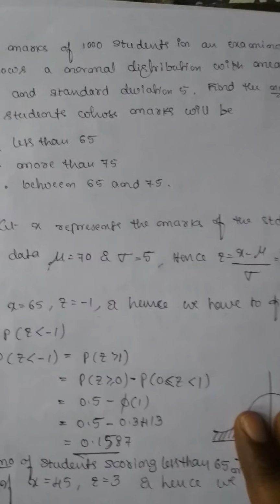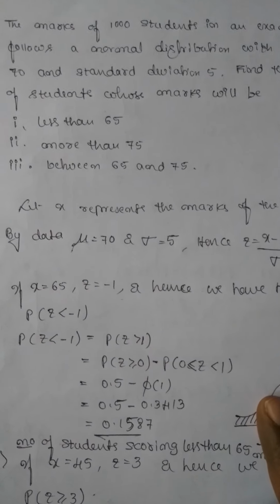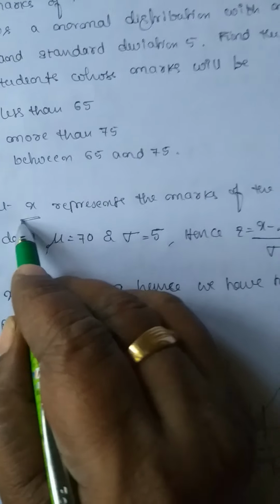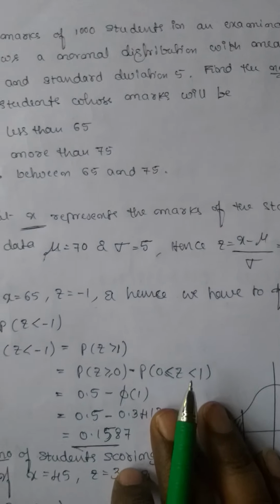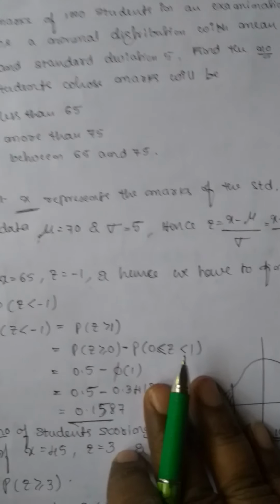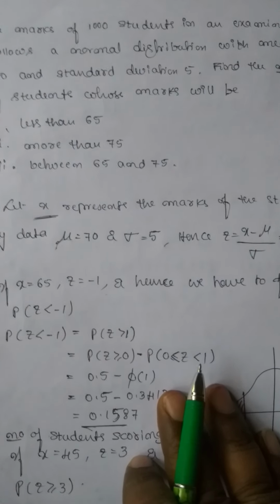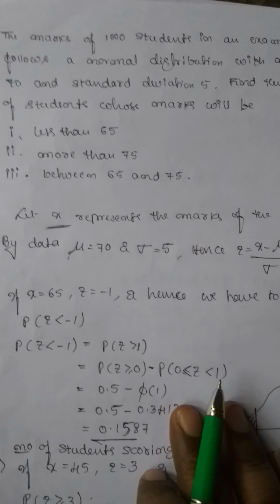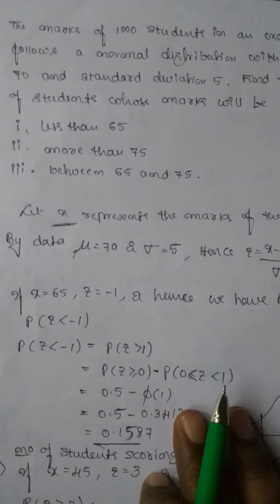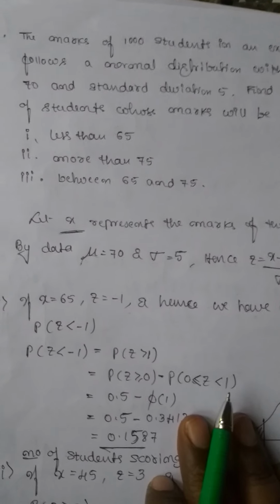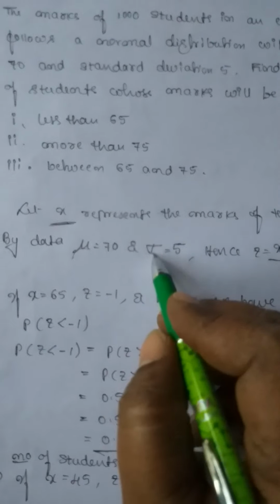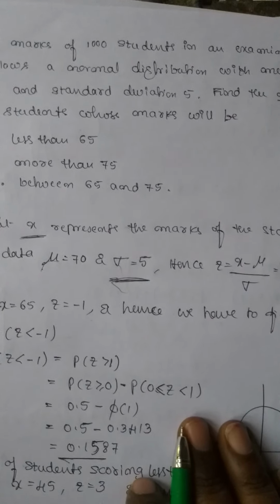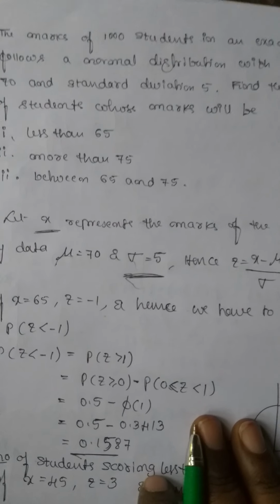Correct? Now first I have to consider x. x represents the marks of the students. Now I will take the given data. They had given the mean of the distribution as 70 in the problem itself, and the standard deviation, that is sigma. I have taken that also here. We have with us mu, we have with us sigma.